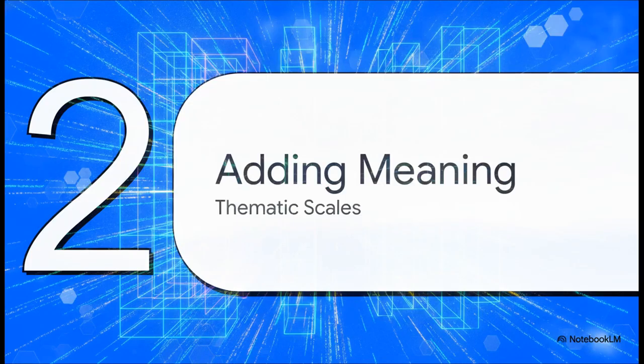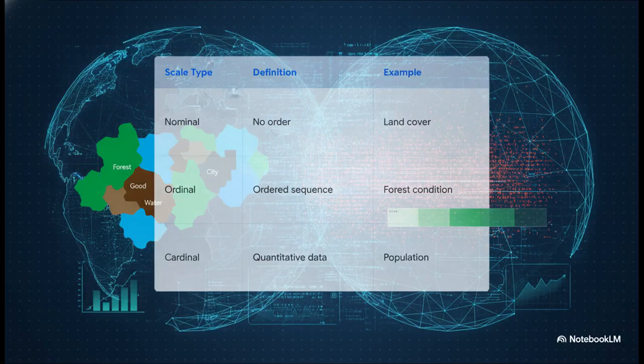Section 2. Adding meaning. Thematic scales. So the crucial point is that a wireframe building is really just a wireframe until we give it attributes. Computers need to know exactly what kind of data they're looking at to map it correctly. We do this through thematic scales.